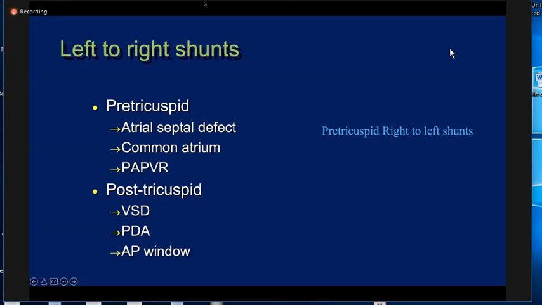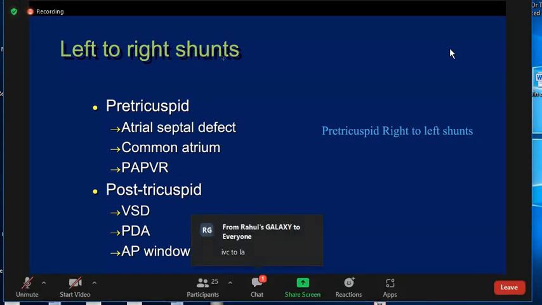Anybody would like to write in the chat box? Just to stimulate you, what are the pretricuspid right to left shunts? There are some 25 students logged in. Anybody can type. Pulmonary AV malformation. IVC to LA, PAPVR. Pretricuspid right to left shunt, how PAPVR? It's a partial anomalous pulmonary venous connection. IVC to LA, I agree with that.